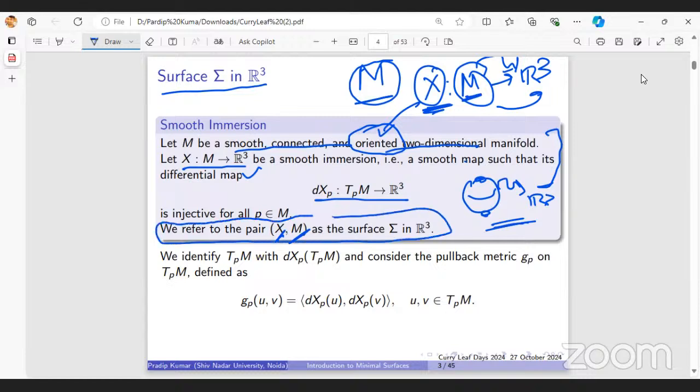This pair. Now the next thing is we will identify this. What do you mean by identification? There is an injective map dX_p from T_pM to R3. So in place of dX_p(T_pM), we will just write T_pM. This is the identification we will follow. Otherwise it creates unnecessary so many things one has to write down again and again.